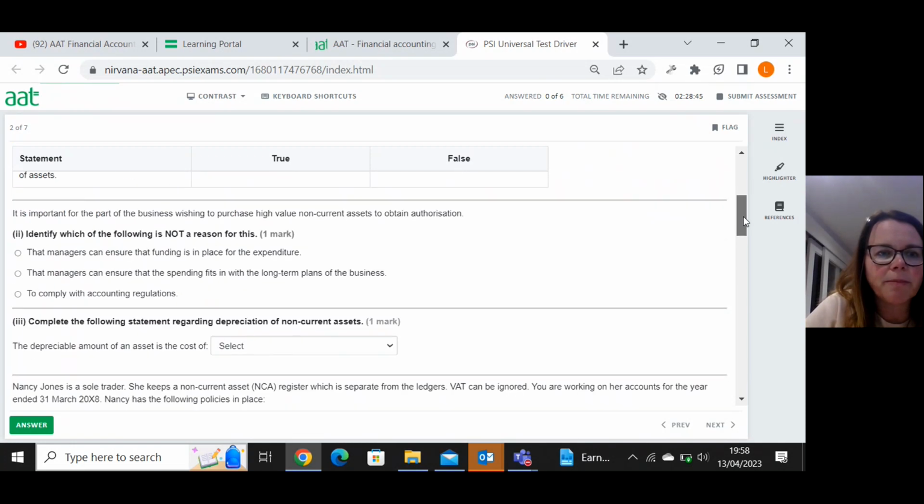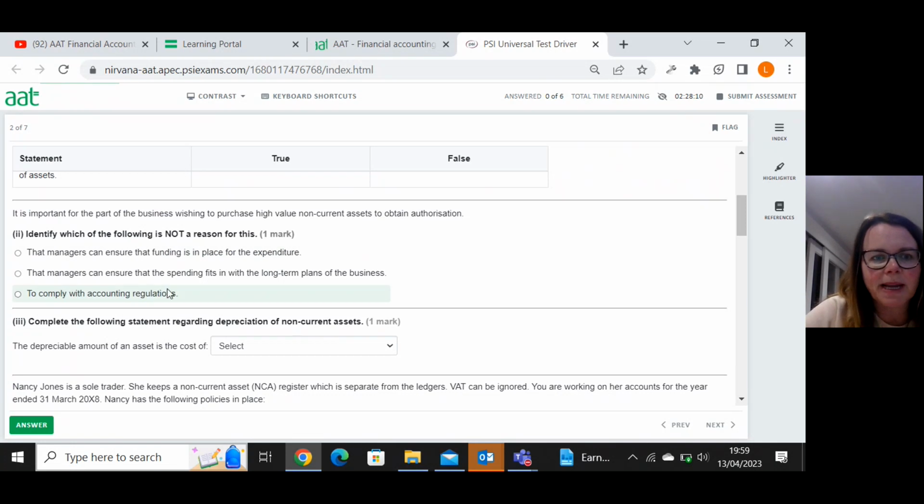It is important for the part of the business wishing to purchase high value non-current assets to obtain authorization. Which of the following is not a reason for this? So managers can ensure that funding is in place for the expenditure. Well, that is a reason for authorization because you basically don't want people without the authority to be ordering stuff and then there's no money to pay for it. So that would be a reason. So it's not the answer here.